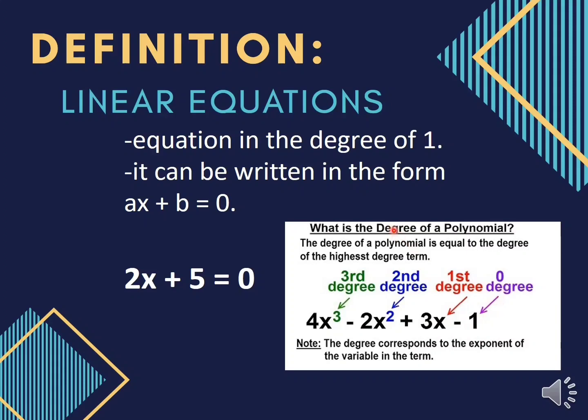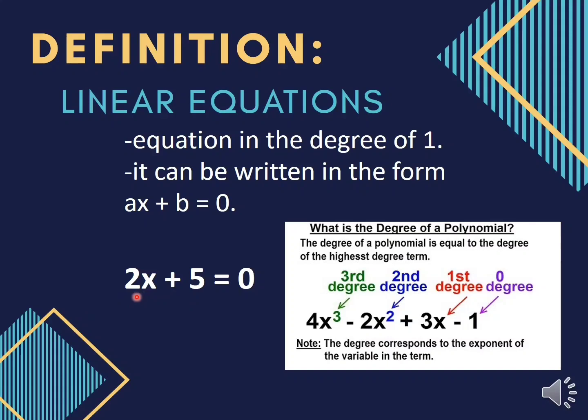Now, the degree of the polynomial or the degree of the equation refers to the degree of the highest degree term, that is, the highest degree. And here, in this polynomial, the highest degree is 3. So, therefore, this polynomial is in the degree of 3. Did you get it?